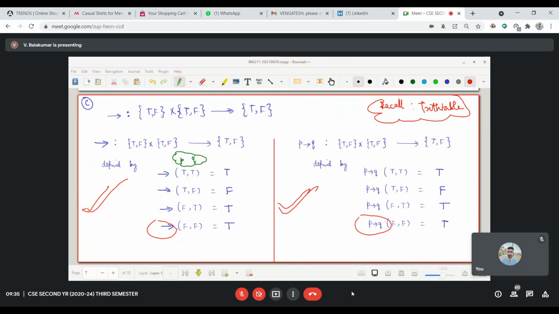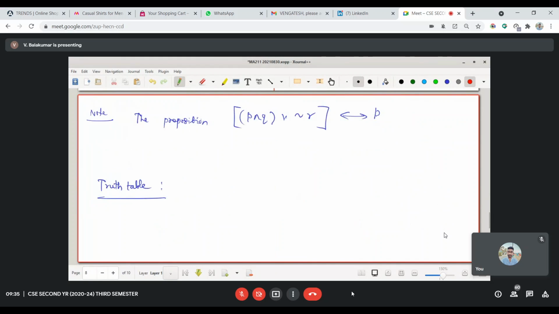Propositions are special cases of functions. Then in that case, functions are a larger class. Functions are larger in size. Okay. Maybe you can go through that also.